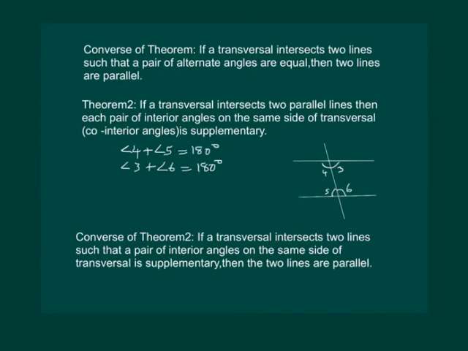Converse of theorem 2 is also true, and it can also be used to prove that two lines are parallel. According to the converse of theorem 2, if a transversal intersects two lines such that a pair of interior angles on the same side of the transversal is supplementary, then the two lines are parallel.